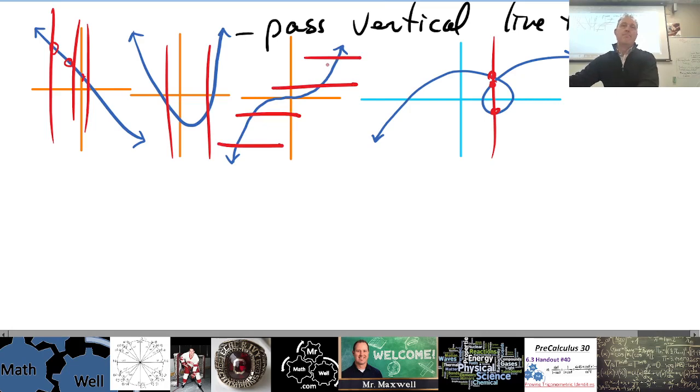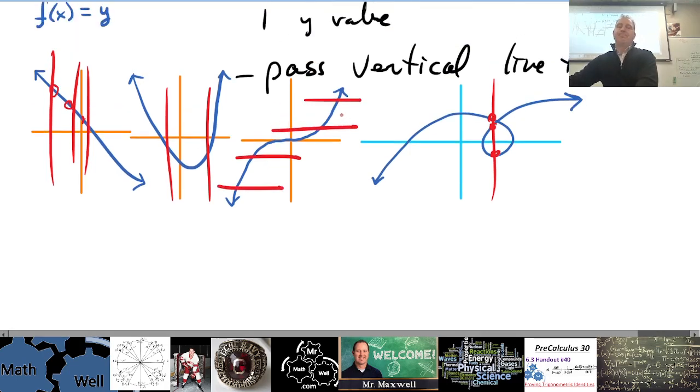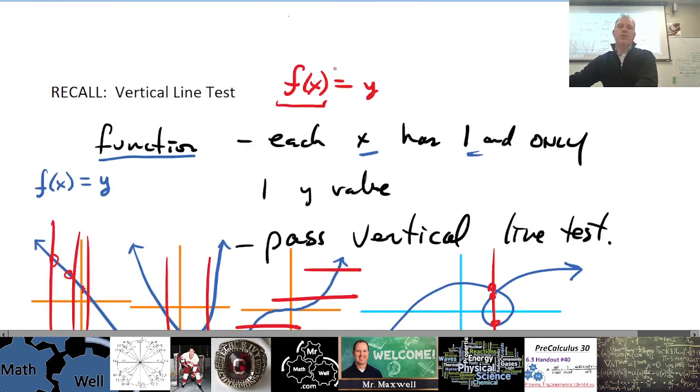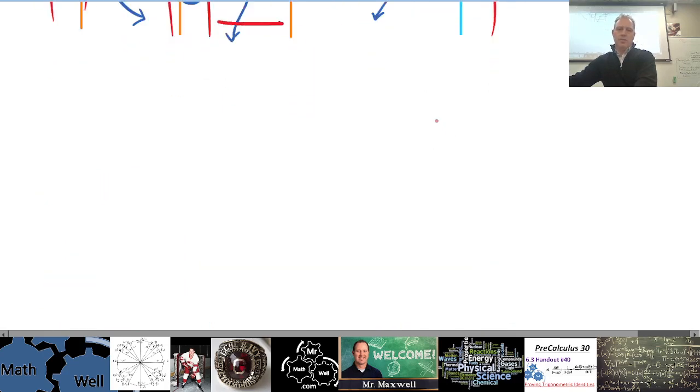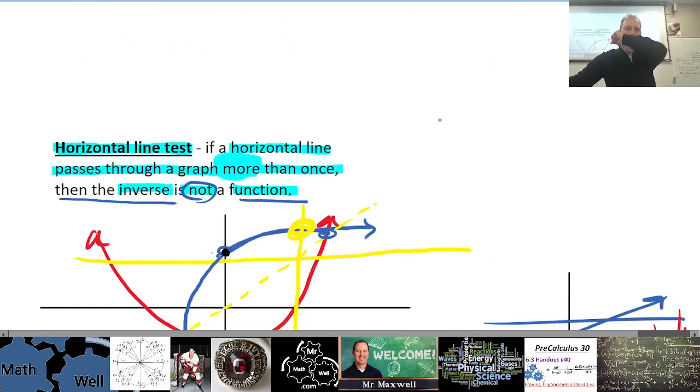So is this a normal function that you do the horizontal line test on? Yeah. You test the original function for the horizontal line test. So if the horizontal line passes through the graph, this would be the original graph right here, the graph of f of x.